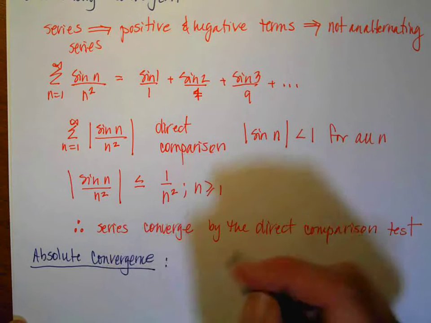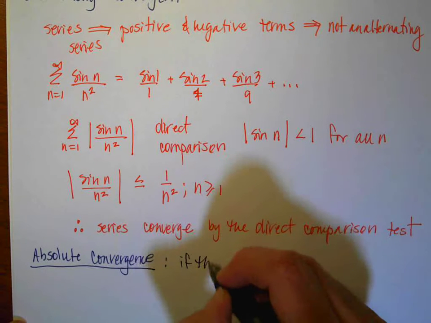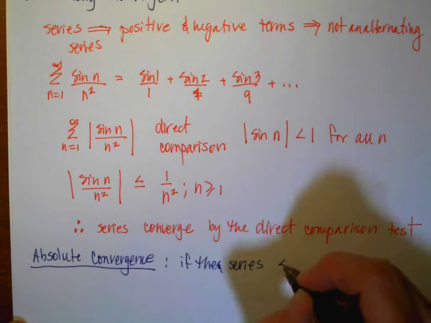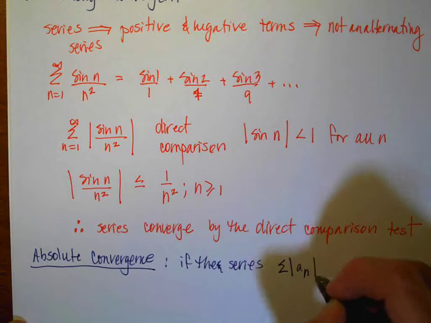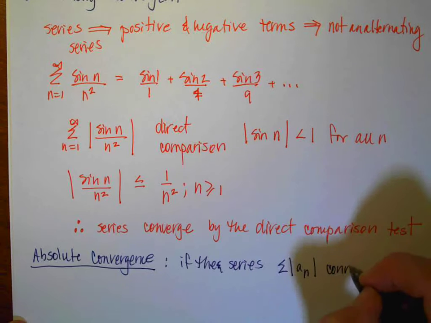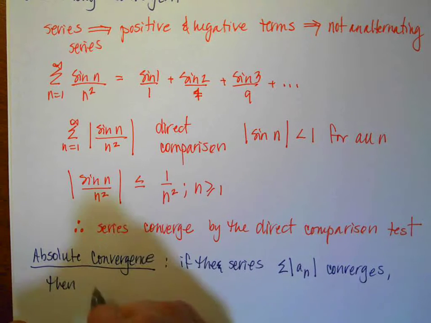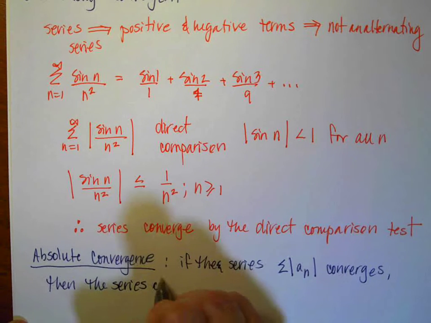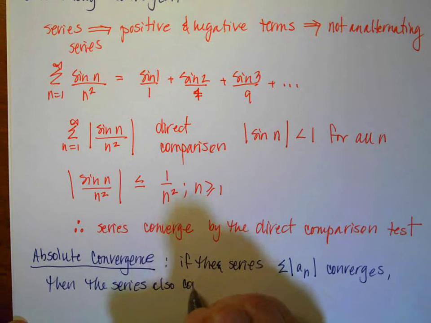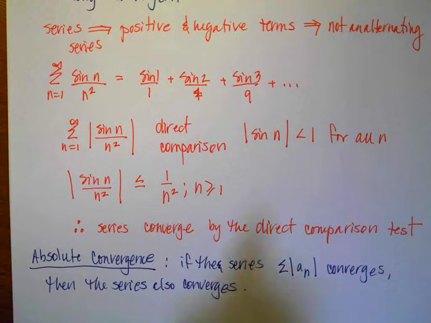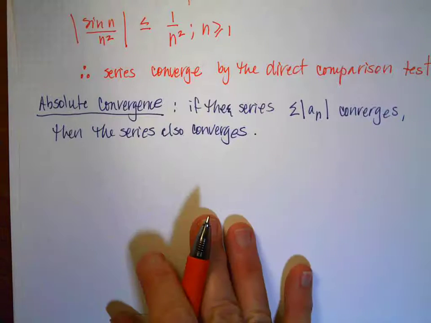Woohoo! So absolute convergence says if the sum of the absolute value of a sub n converges, then we know that the series is also going to converge. All right, so let me scoop my paper up.